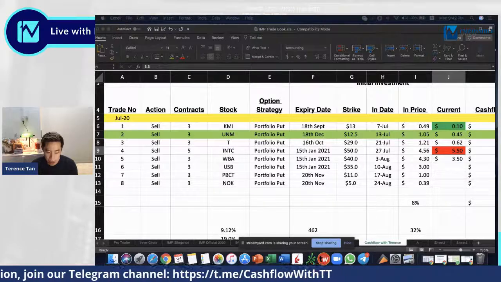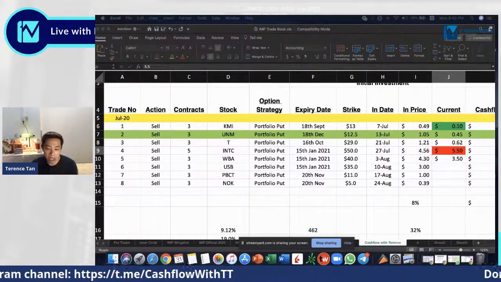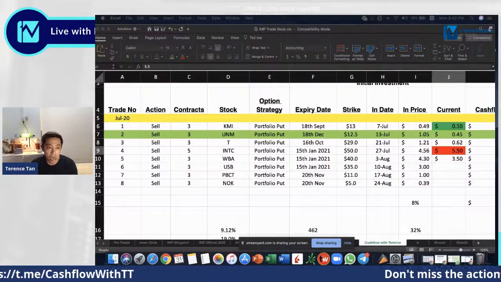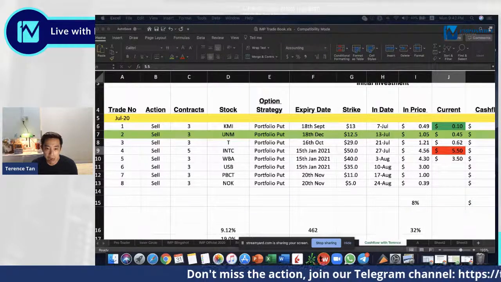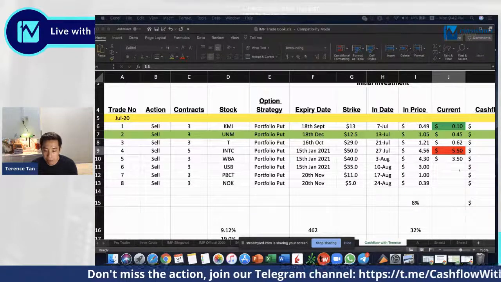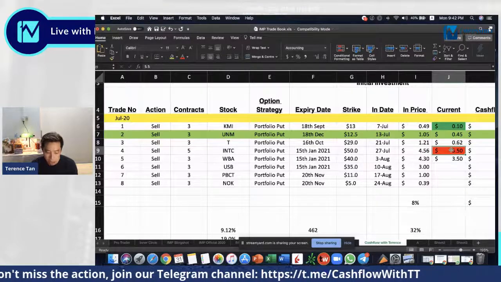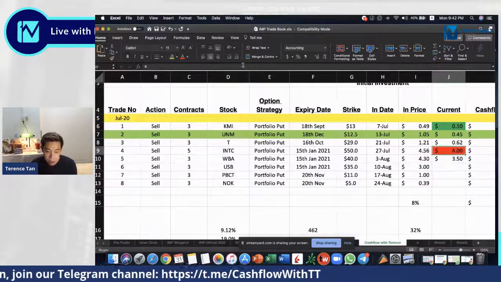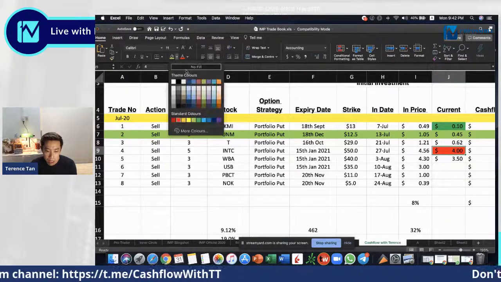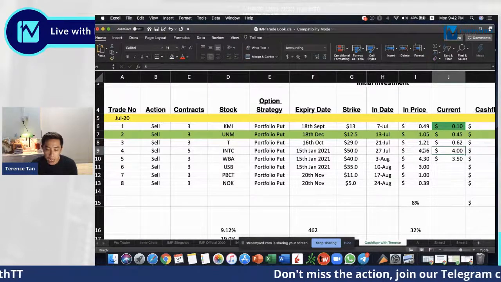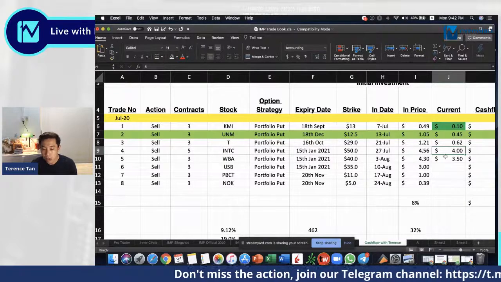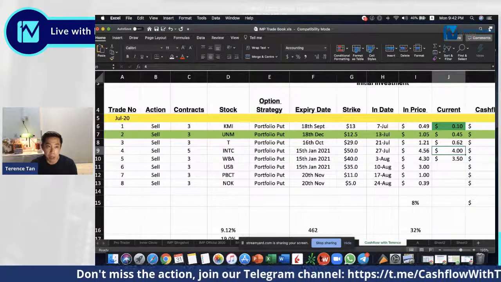Now, the next one is Intel, where we took a much longer expiry, all the way to January next year. The market premiums have actually gone back down because Intel has gone back up, so the premium is now about $4. We're starting to see some profitability on it, but nowhere near what we want to take it off the table, so we'll leave it at the moment.